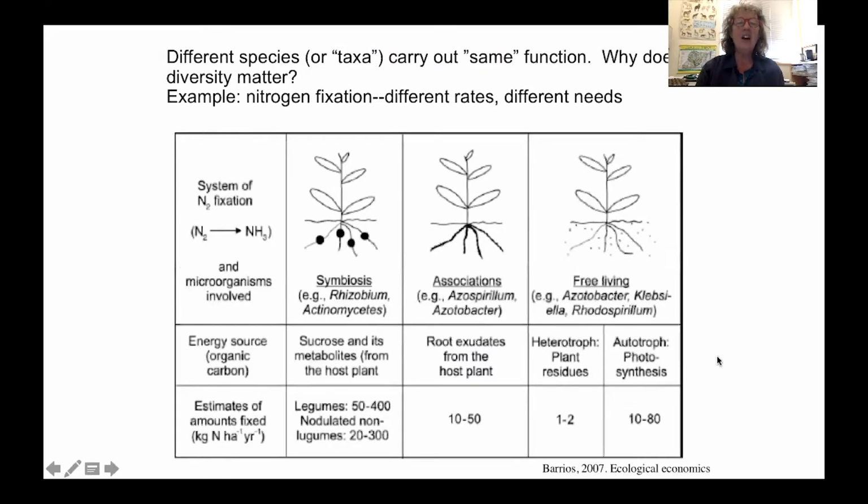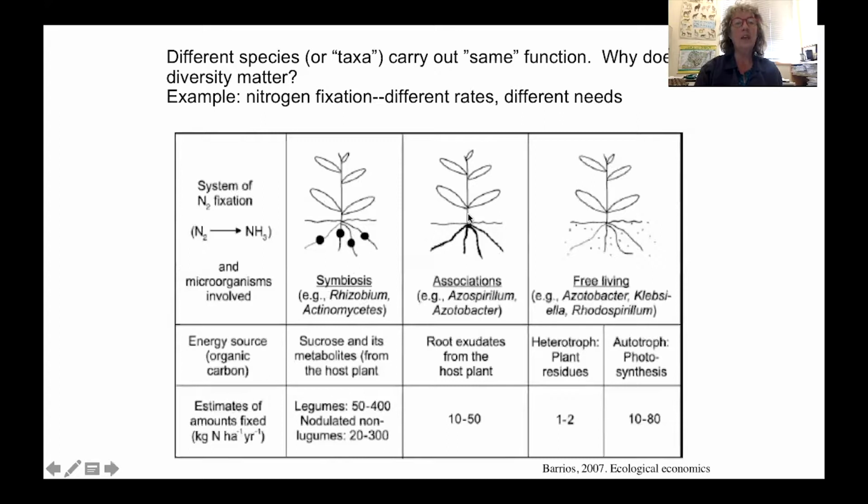And we have a lot of diversity, as I said, in soil, and sometimes different species or taxa that carry out the same function. And so people talk a lot about redundancy. Is there a tremendous amount of functional redundancy in soil, and why could that be good? And this is an example of nitrogen fixation, showing that there's a variety of different ways that nitrogen can be fixed, including in these famous symbiotic relationships like between rhizobia and legumes.